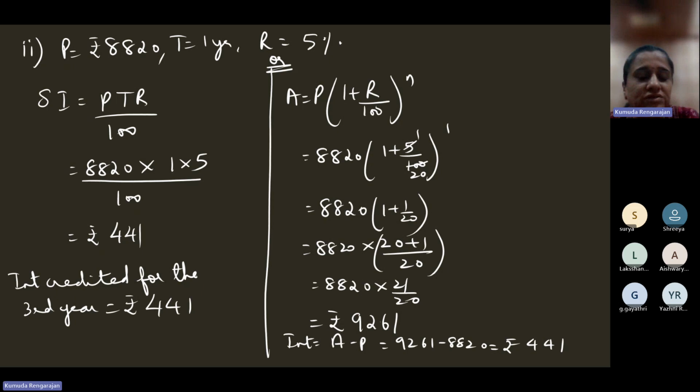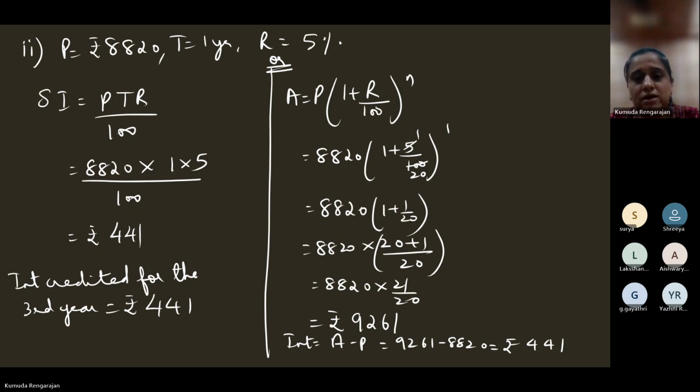Yeah, good. So you can see when the time is 1 year or less than 1 year, and the compound interest is also calculated annually, simple interest is the same as the compound interest. So to find the interest credited for the third year, which is 1 year, you can use the simple interest formula itself, PTR by 100. So you will get the interest directly. 441 rupees interest will be given for the third year.